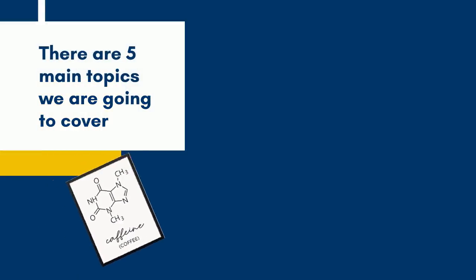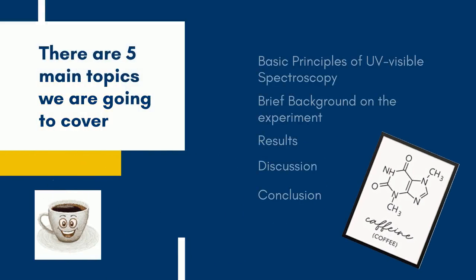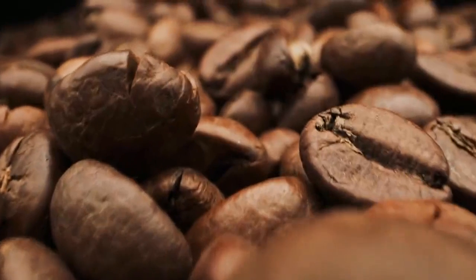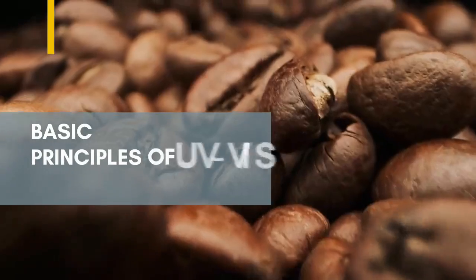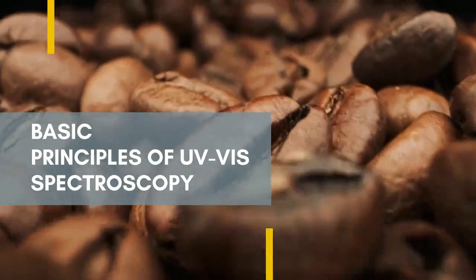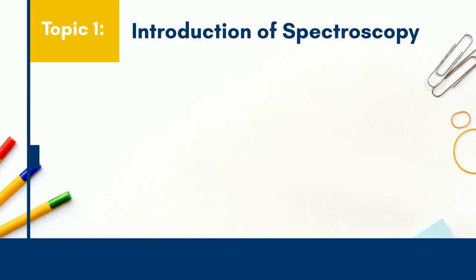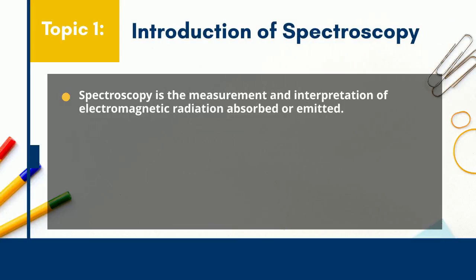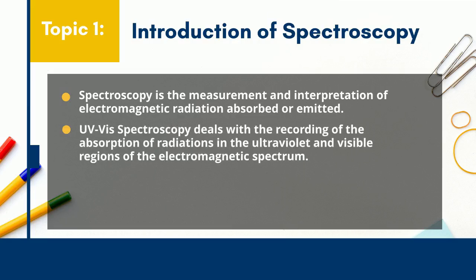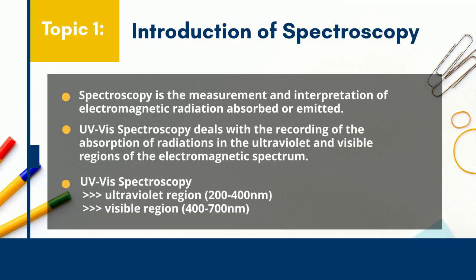There are 5 main topics that we are going to cover today. So, let's get into the basic principles of UV-vis spectroscopy. Spectroscopy is the measurement and interpretation of electromagnetic radiation absorbed or emitted, whereas UV-vis spectroscopy deals with the recording of absorptions of radiations in the ultraviolet and visible regions of the electromagnetic spectrum.